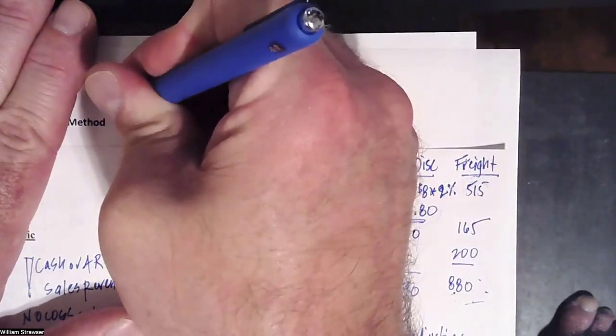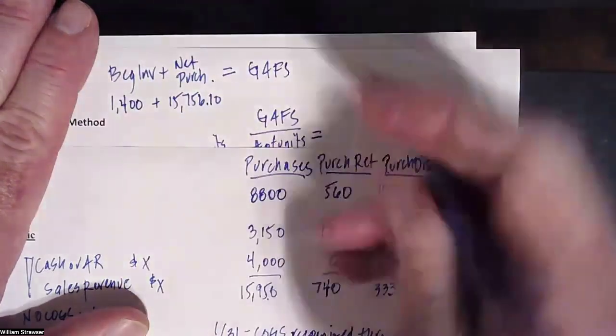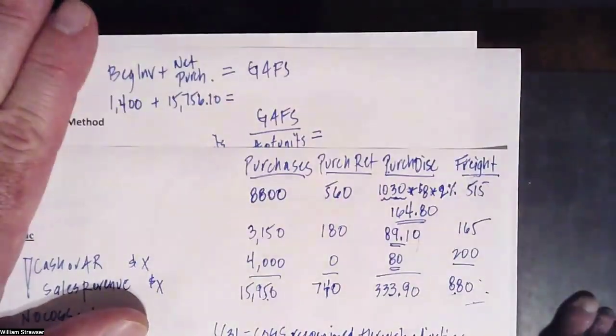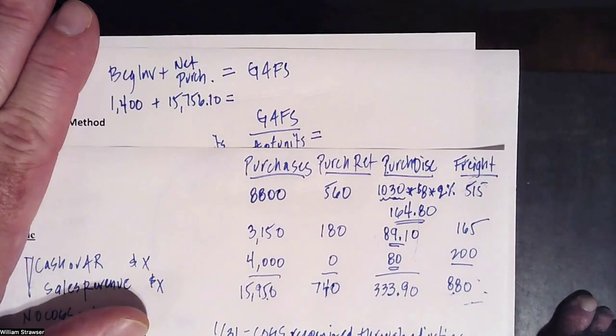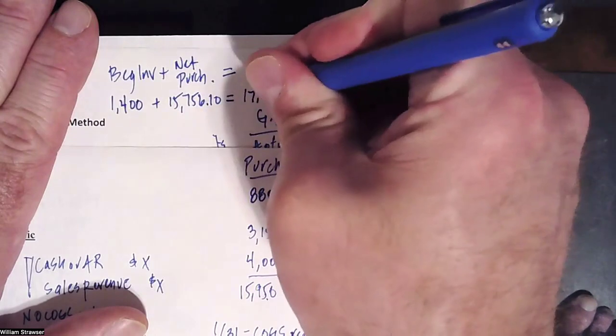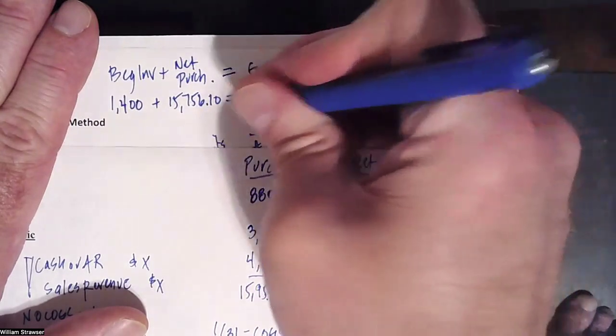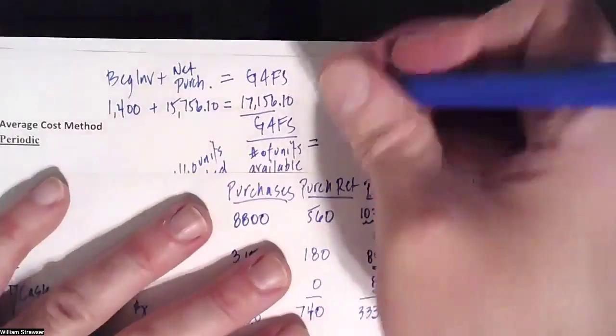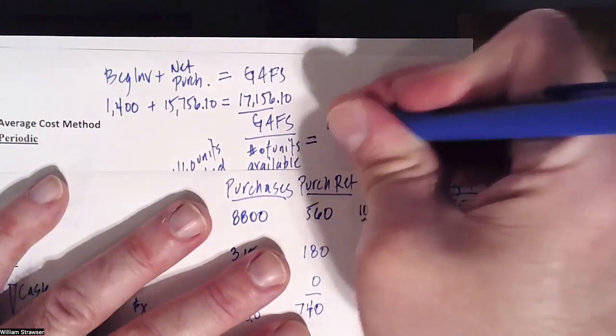My beginning inventory was 1,400. It's the 200 units at $7 per unit. And this gives me goods available for sale, $17,156.10. So that's my numerator.